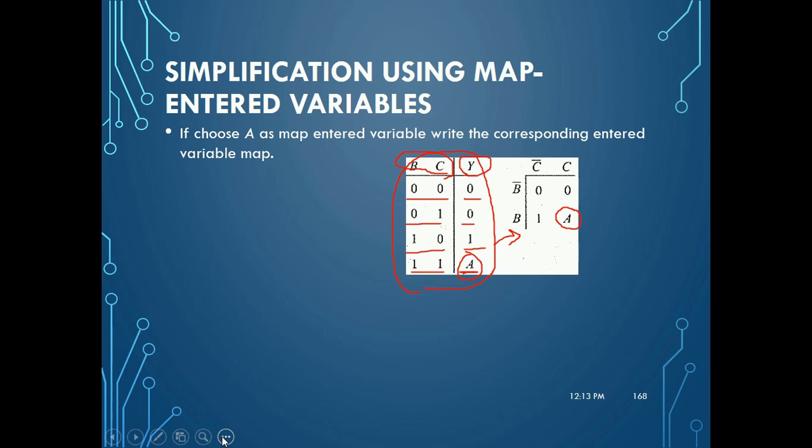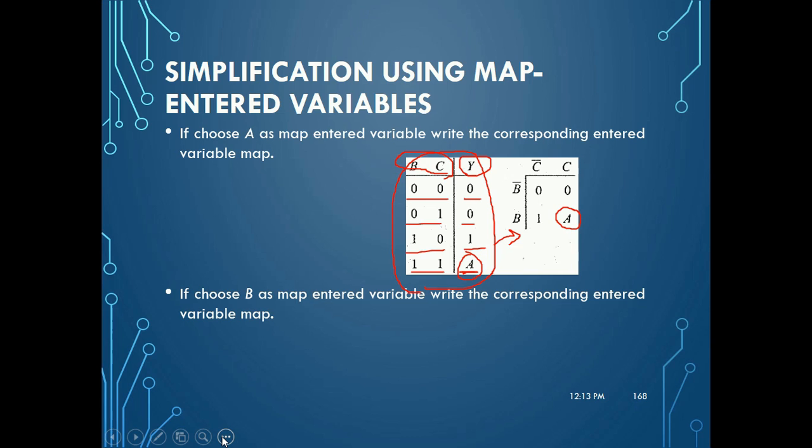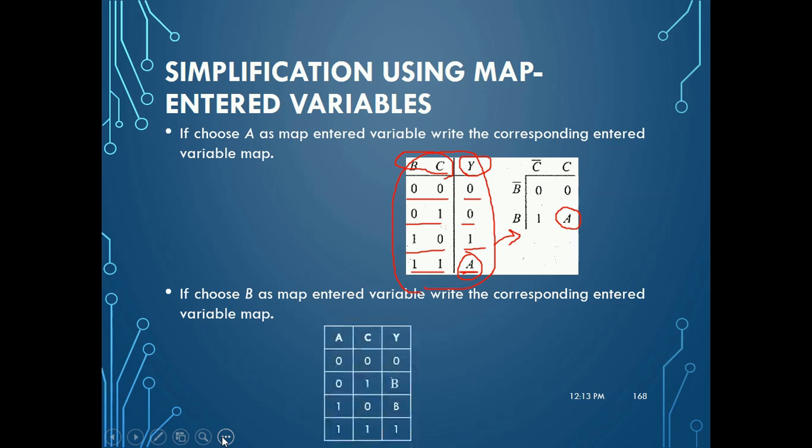Okay, so this is one kind of problem. It is not necessary that the C term has to be entered into the entered variable map. You can take any variable and enter it into the entered variable map, and the remaining terms you can take as input variables. So if you choose B as an entered variable map, how are you going to get the K map? Let us see. I have now taken A and C as the input variables, and Y as the output variable.